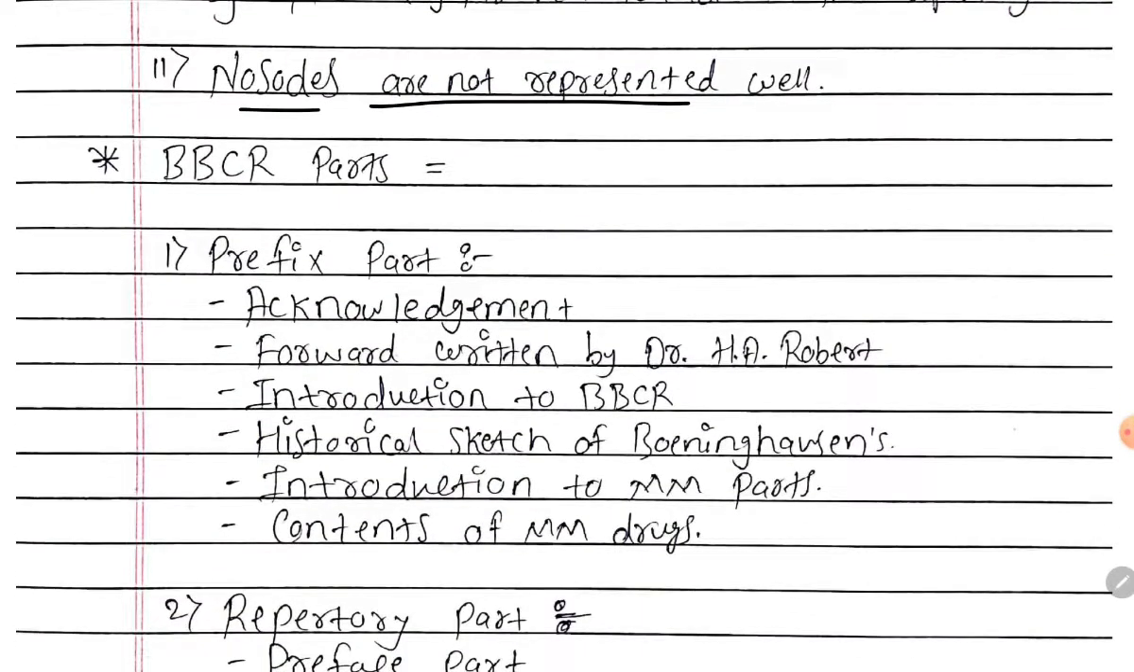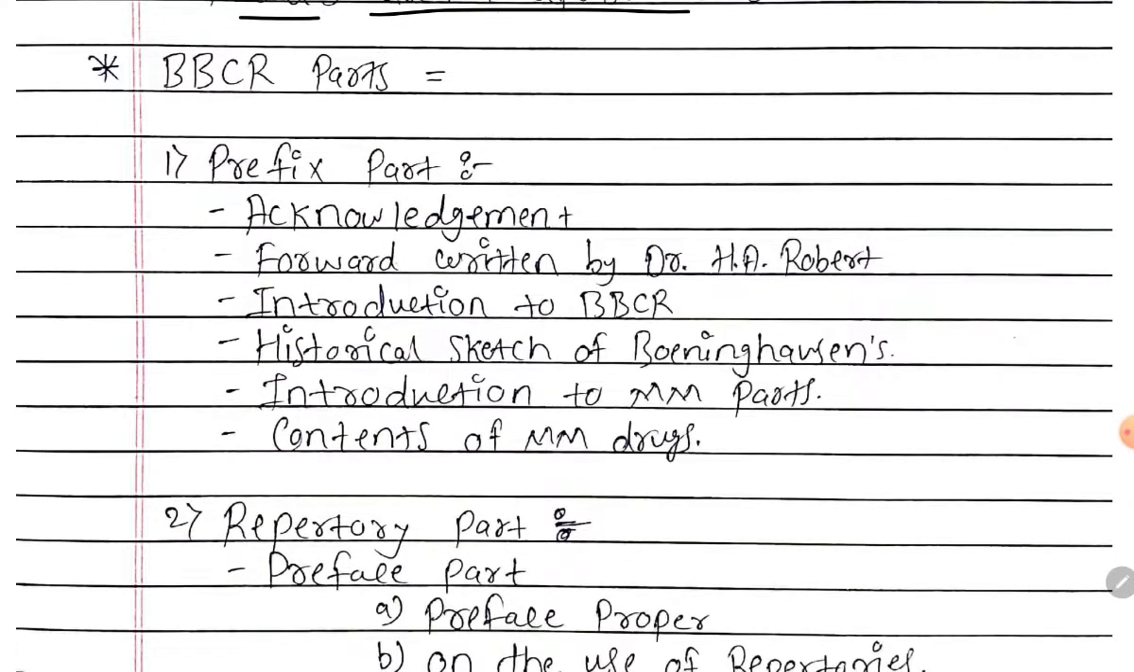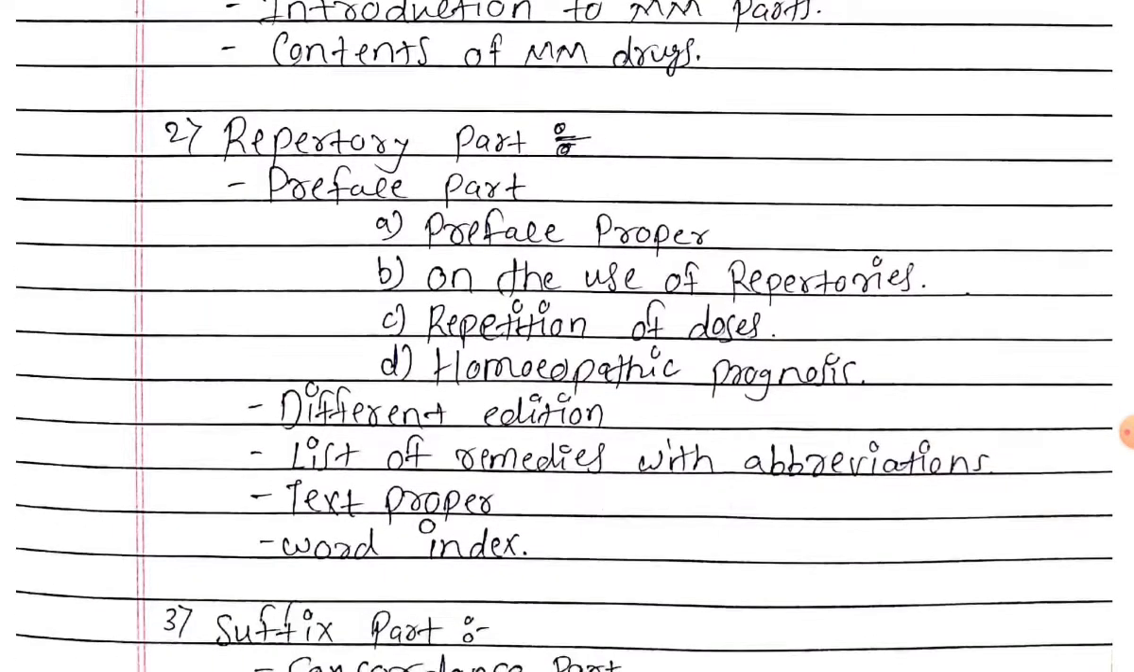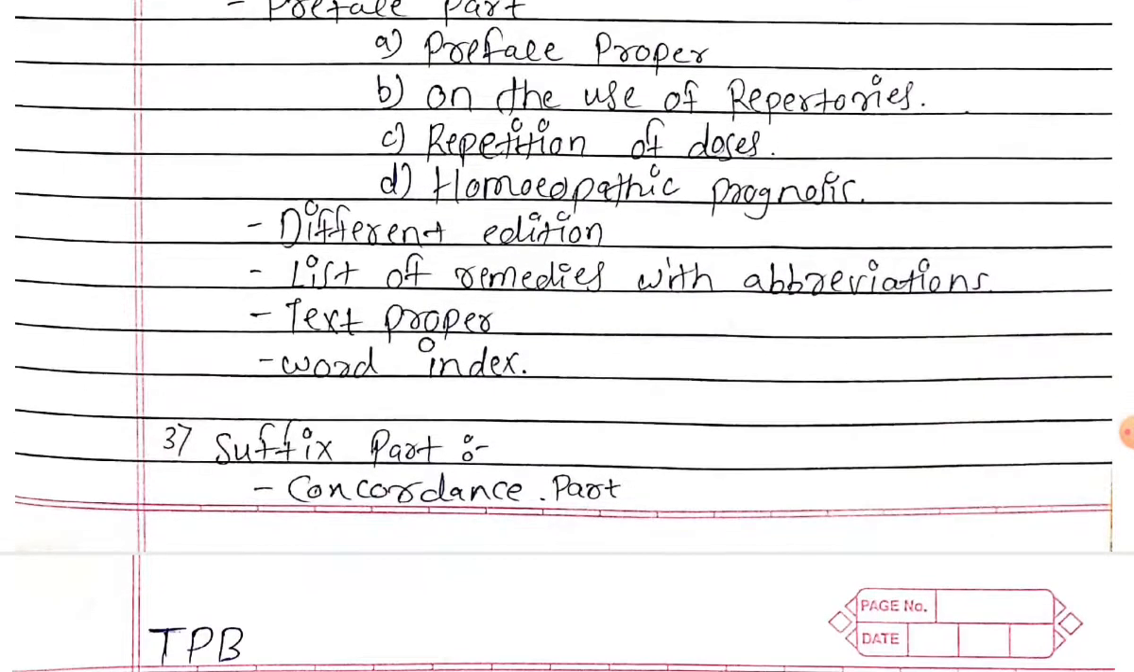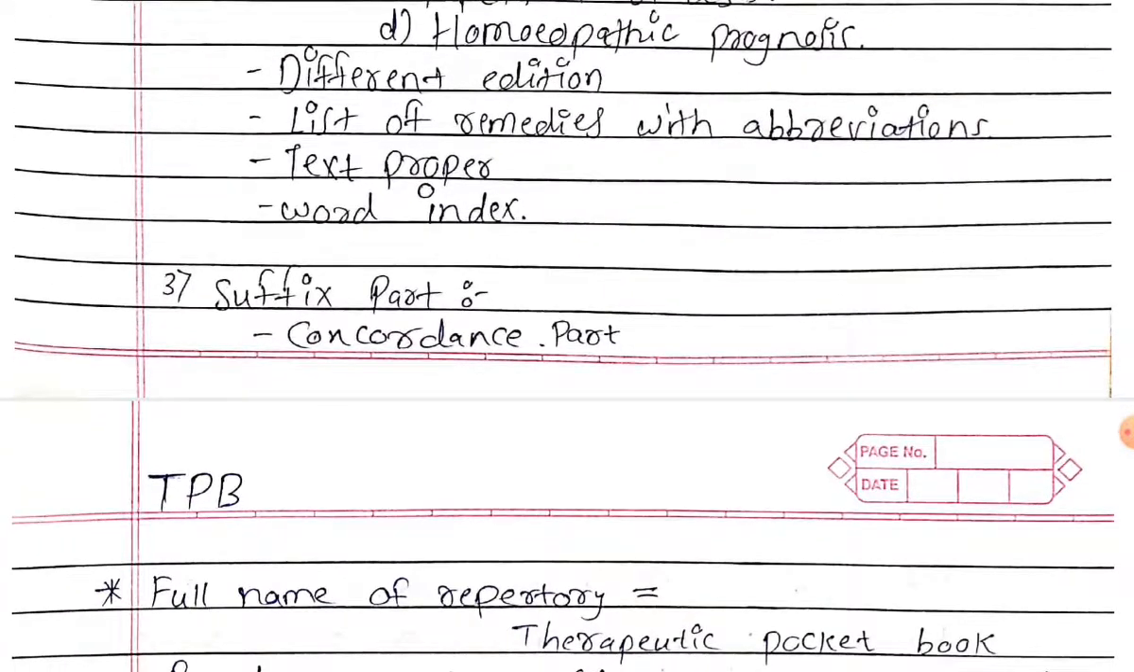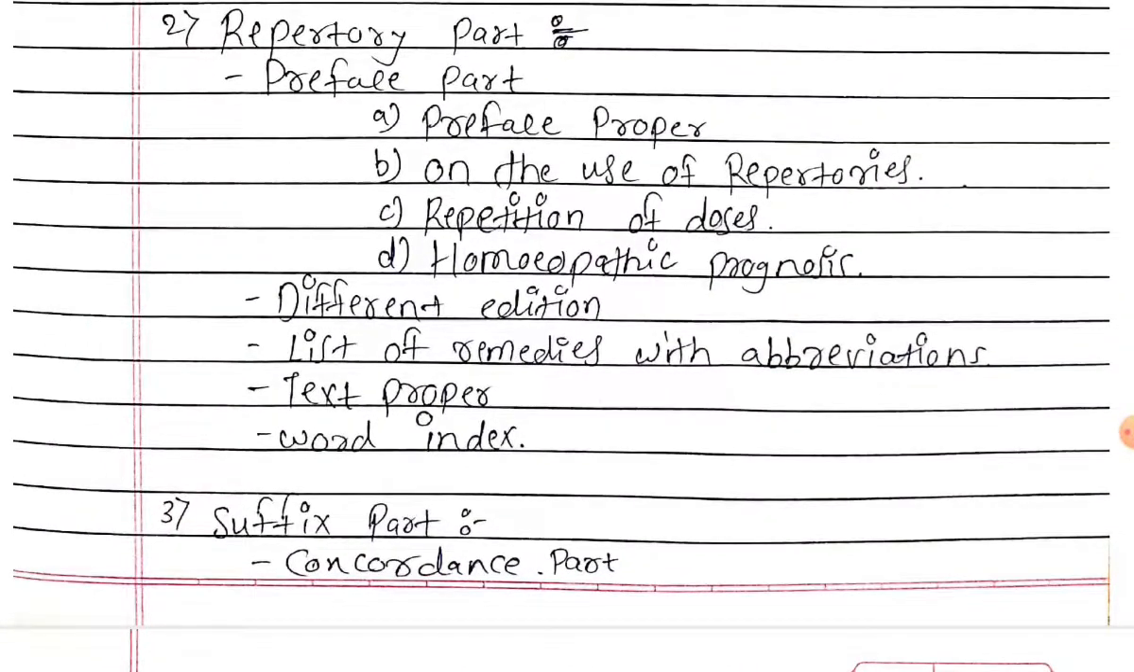The BBCR parts include the prefix part, which is acknowledgement, foreword written by Dr. H.A. Roberts, introduction to BBCR, historical sketch of Boenninghausen, introduction to parts, and contents of materia medica drugs. The repertory part includes the preface part, which is further divided into preface proper, on the use of repertories, repetition of doses, homeopathic prognosis, different editions, list of remedies with abbreviations, text proper, and word index. And lastly, the suffix part contains the concordance part.